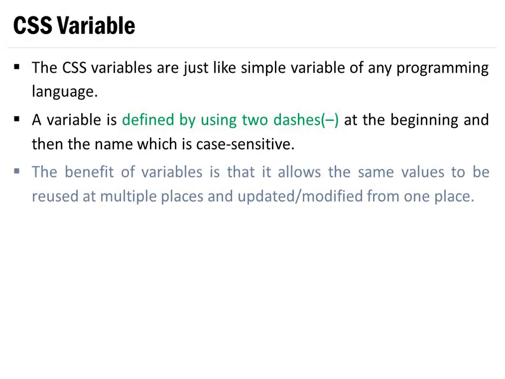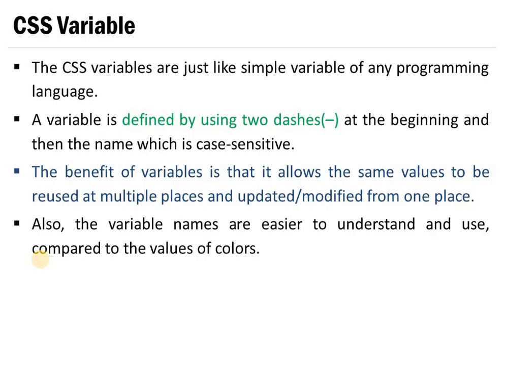You have to use an underscore over there. The benefit of a variable is that it allows the same value to be reused at multiple places and updated or modified from one place. For example, if I am using that tricky color in more than one place, I just have to remember my customized name, not that particular color. If I want to change my color, I have to change it at one place only. Also, variable names are easier to understand because they are customized names for the complete color value.